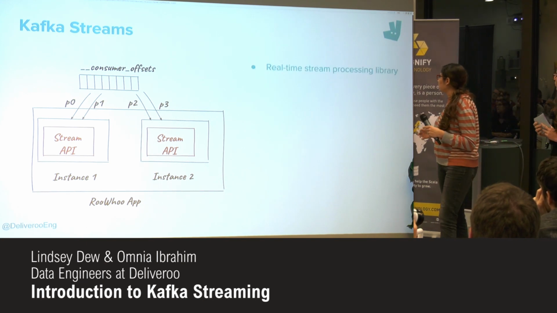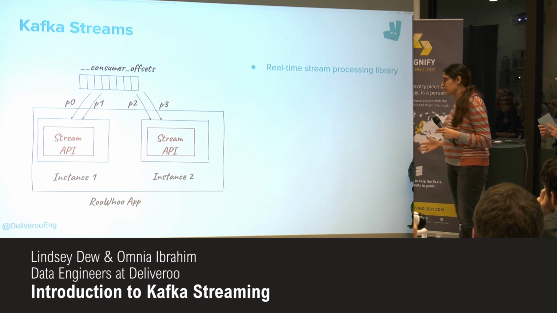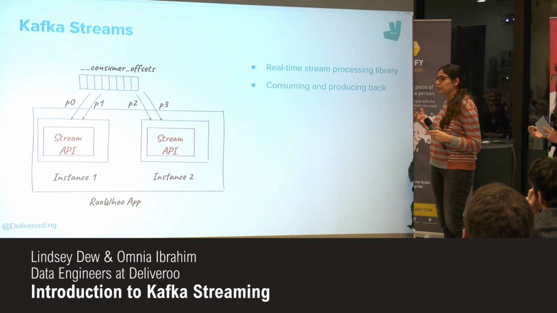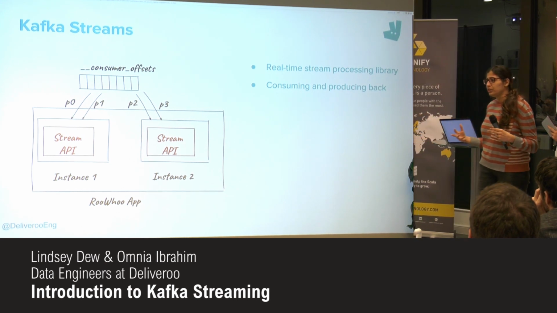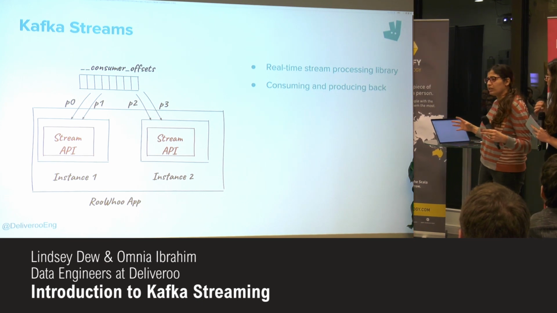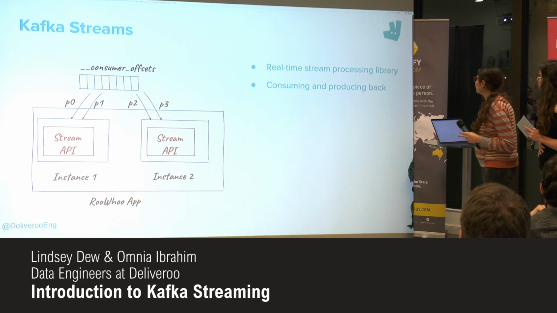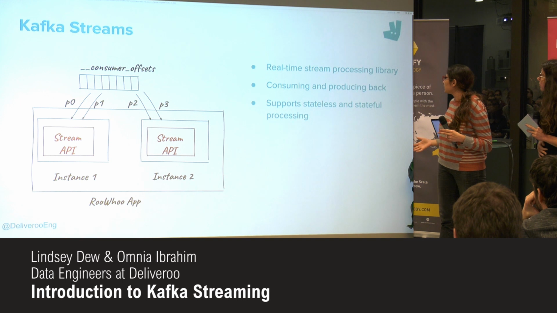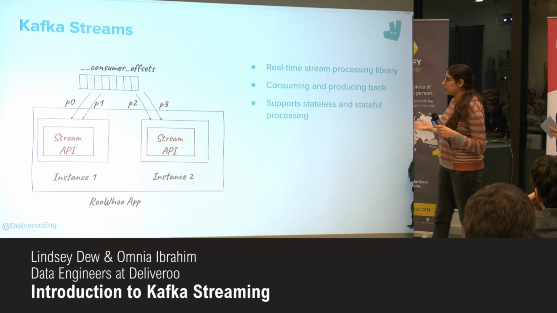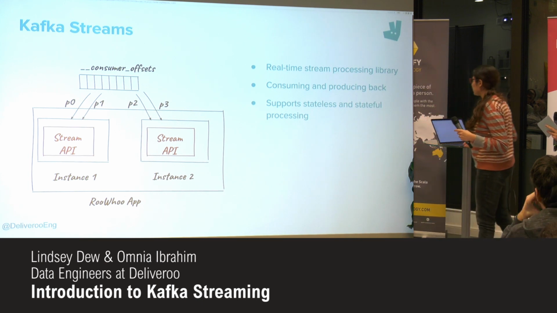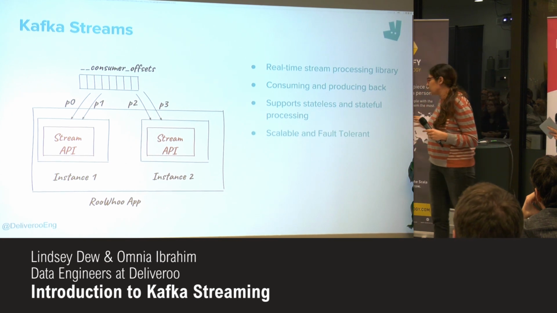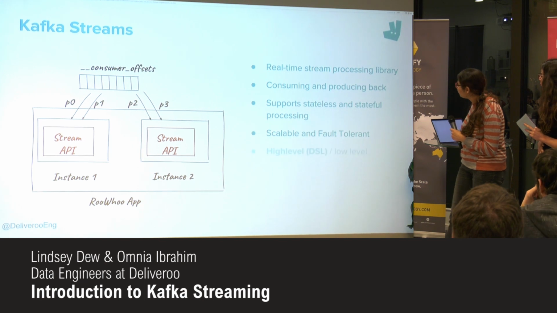If you're looking for real-time stream processing, the Streams API is a good fit. It's for applications that consume and produce back to Kafka, so you don't need to deal with two low-level libraries. You just deal with one library and focus more on your business logic instead. It supports stateless and stateful processing, so you can do the normal things like map and flat map, and at the same time aggregations and joins. It's scalable and fault tolerant, and we're going to talk about fault tolerance in more detail later.